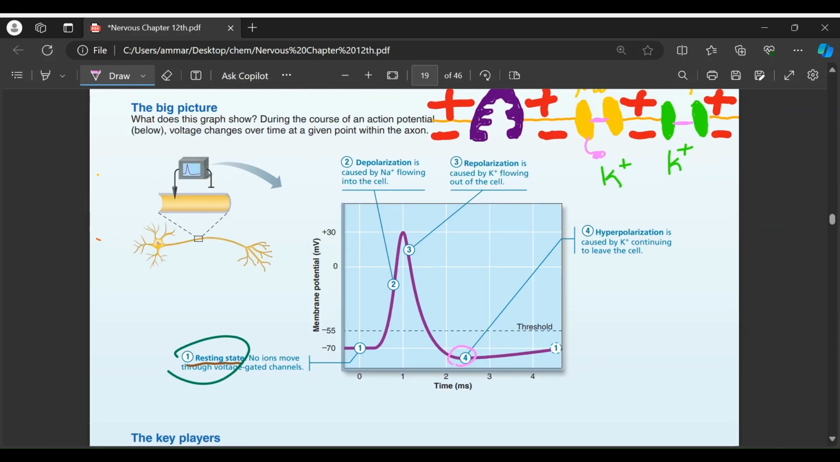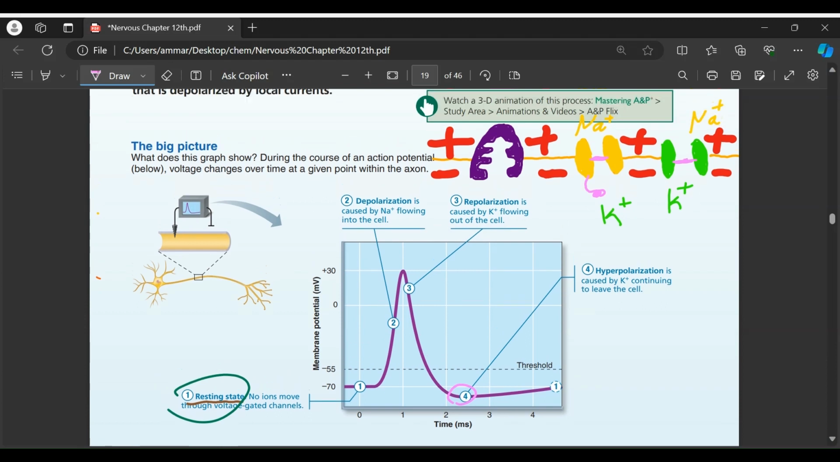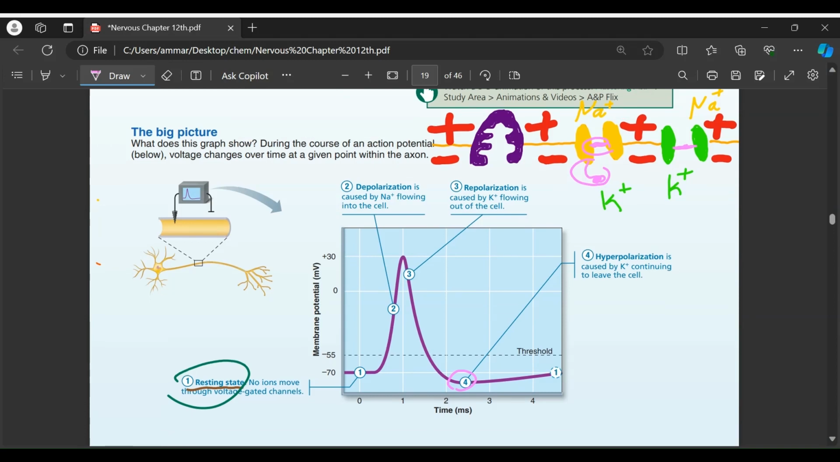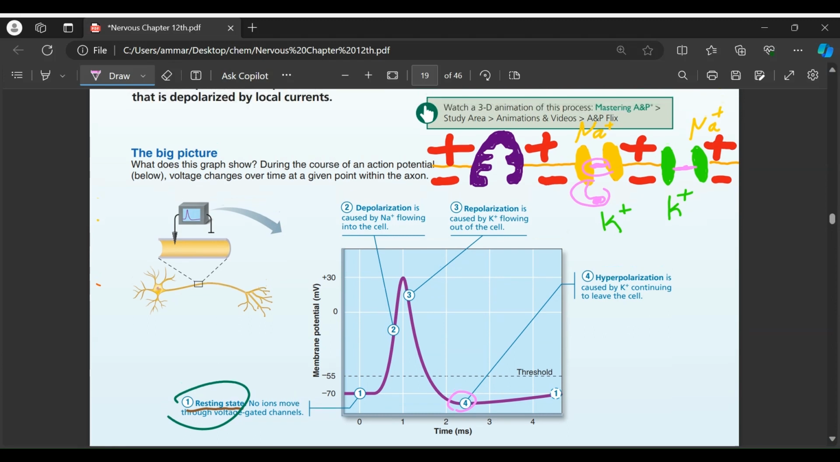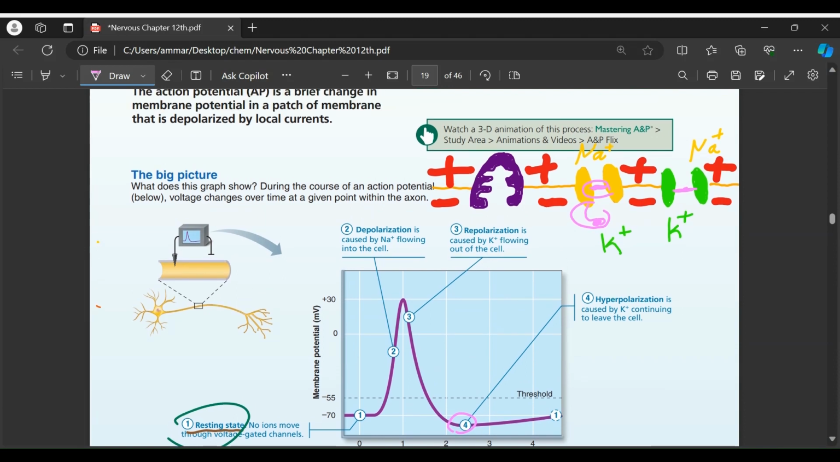Guys, at this point, the potassium gated channels will be closed as well as the sodium. Then the activation gate will be closed, but the inactivation gate will be open. And I will explain how sodium voltage gated channels change their shape in order to suit the process of the action potential. I'll explain it in a separate video. And please write this in the comments if you really want that video about the sodium voltage gated channels.